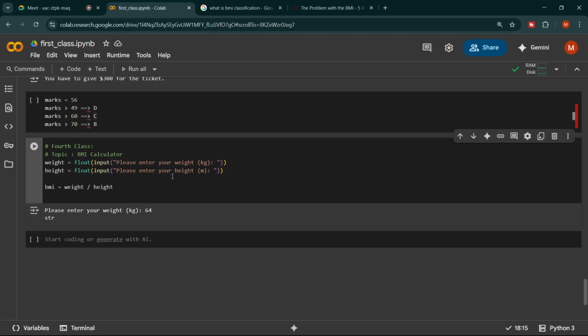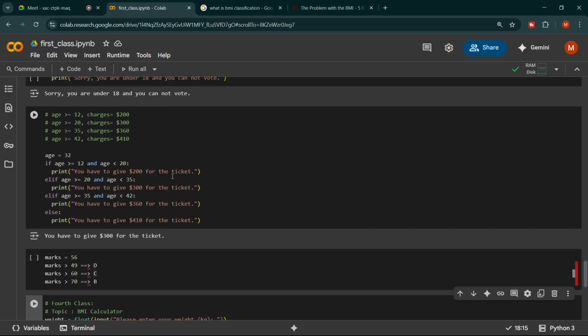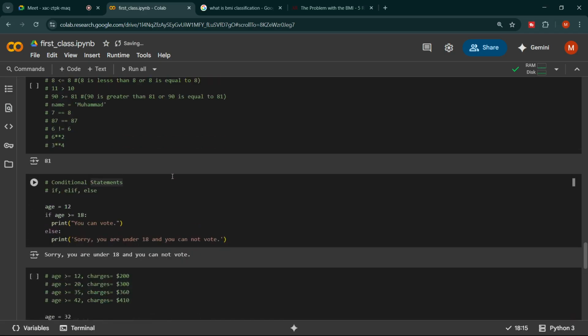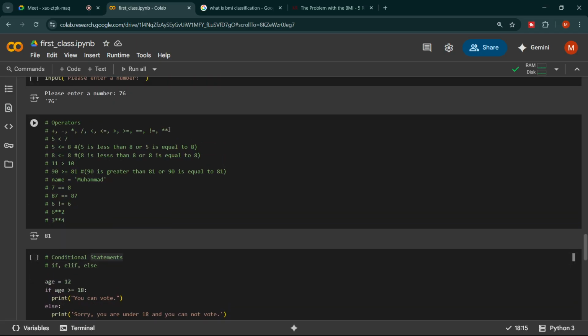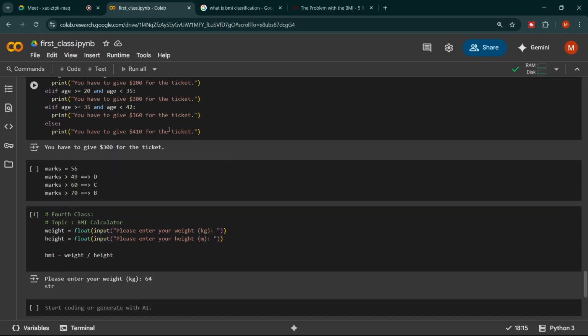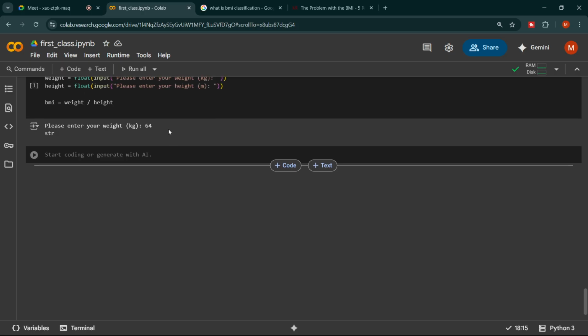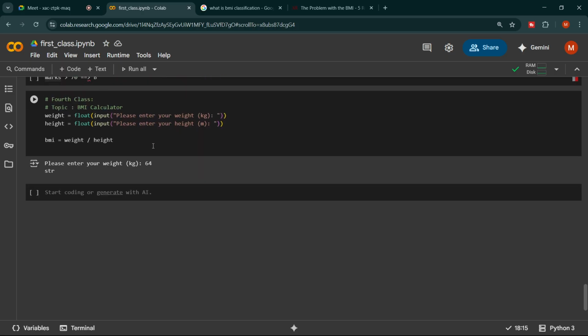So the question is how I can raise power 2 to this height variable. This we discussed in the previous class. Look, we used double asterisk here. Double asterisk helps us write the power. So I will use double asterisk with the height, and I will write 2.